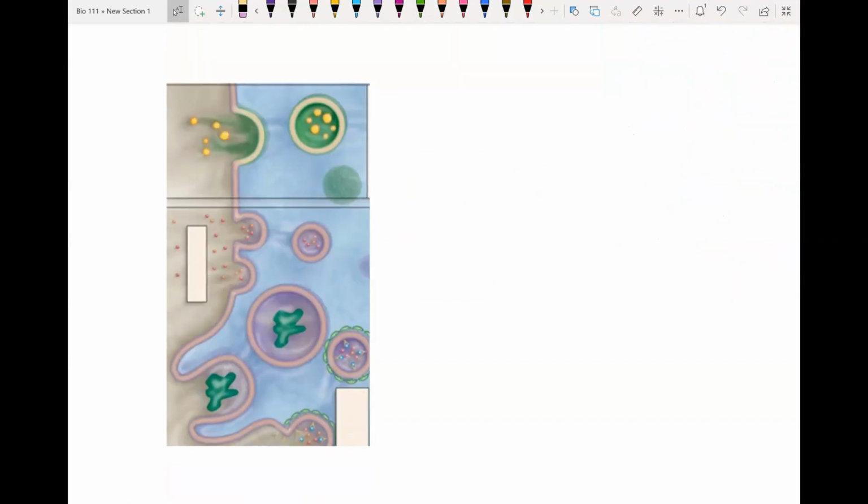And our final method of transport here is vesicular transport. This is when you have your substance in a vesicle.